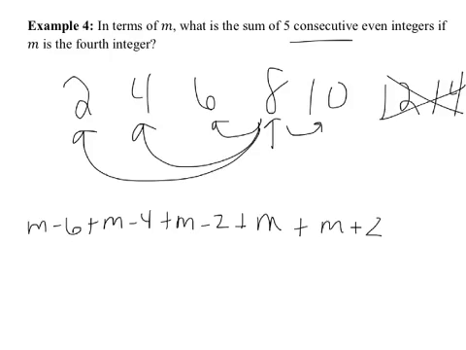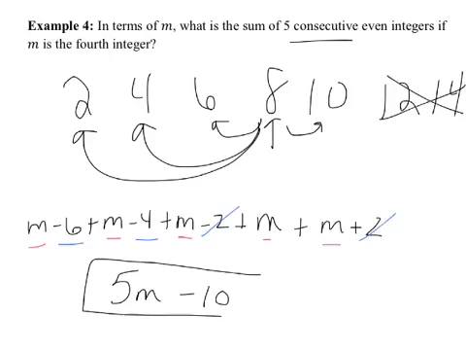Now, what we're going to notice is that we've got 1, 2, 3, 4, 5 m's, all of which are positive, giving 5m. We've got negative 6, negative 4 is negative 10. This negative 2 and this 2 cancel, so we just have a negative 10 there. So the sum of the 5 consecutive even integers, where m is the fourth integer, is 5m minus 10.